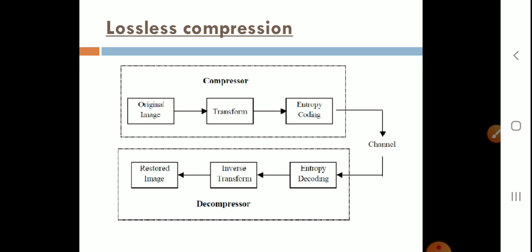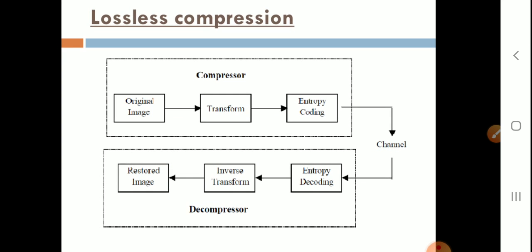In the lossless compression system, we have the original image represented by a function f(x,y). That function is applied to a transformation in which the interpixel redundancies are eliminated, and then to entropy coding, which is used for reducing redundancy. Then we get the compressed image, which is transferred over the channel.